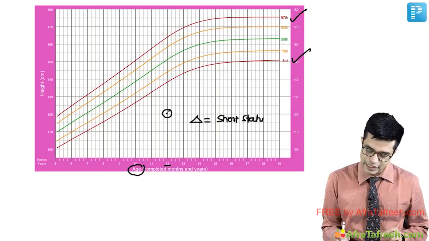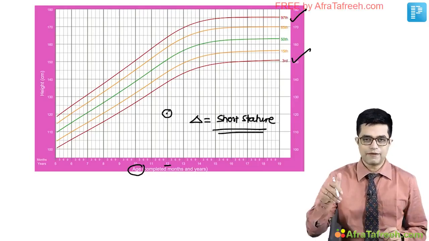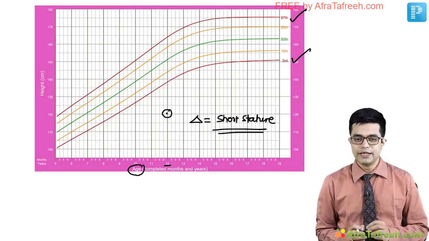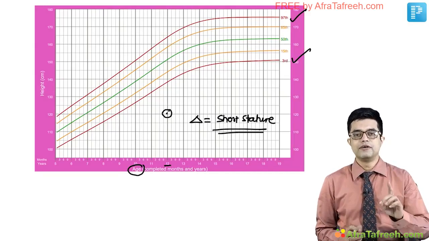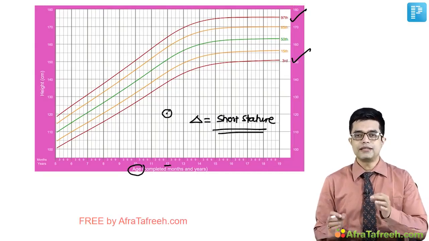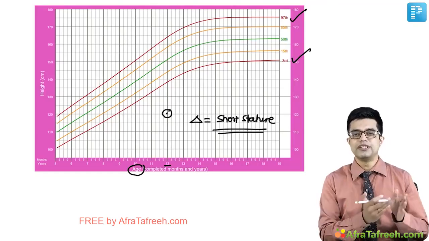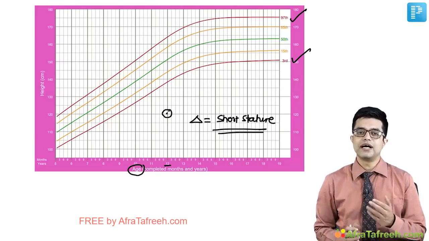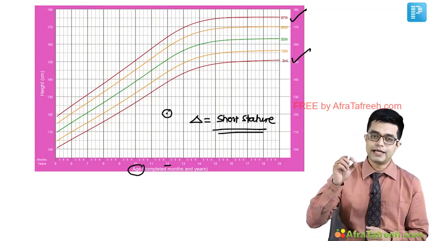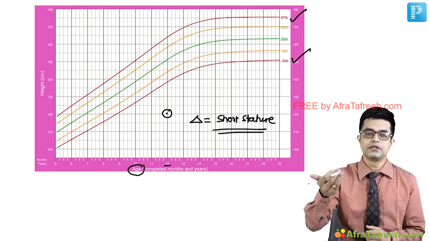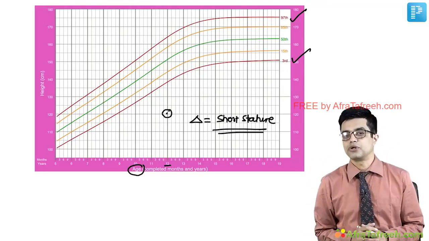So this is the example of the first type of chart. You may get a visual in super specialty exams where they will say a child was brought to OPD and the height of the child is plotted on the chart shown below. What is the diagnosis? If it is plotted below the 3rd centile in this chart, it will be short stature. If it is above the 3rd centile, it will not be called short stature.